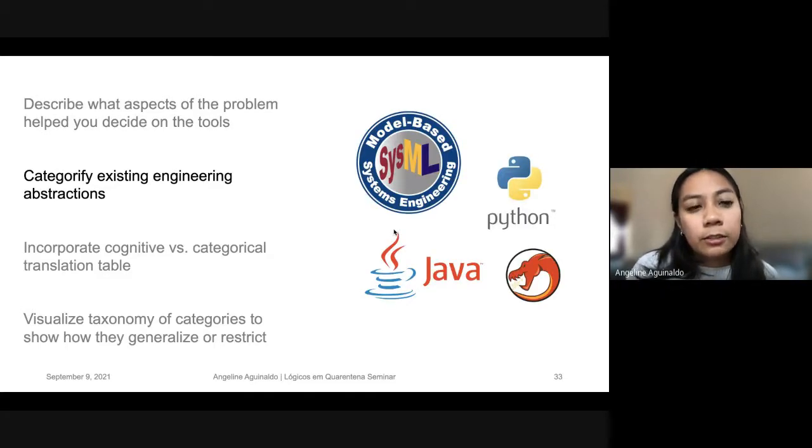Okay, so another idea is categorifying existing engineering abstractions. There's a lot of tooling out there around system modeling, and in general programming, high level and low level. So is there a way to categorify these existing tools and demonstrate the benefits of the representations there?